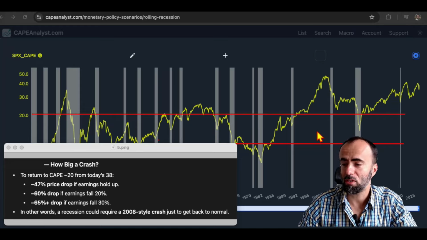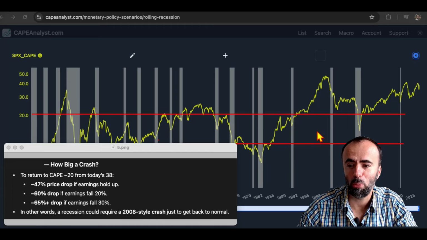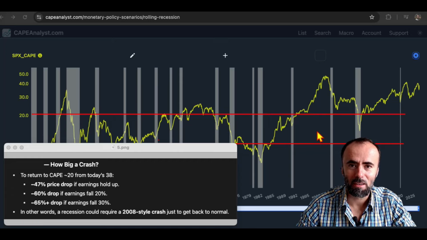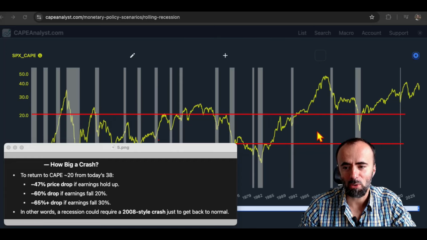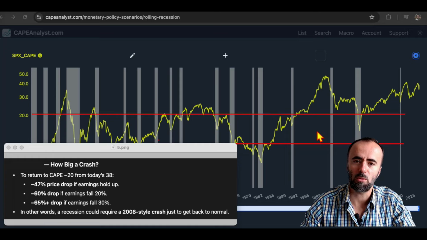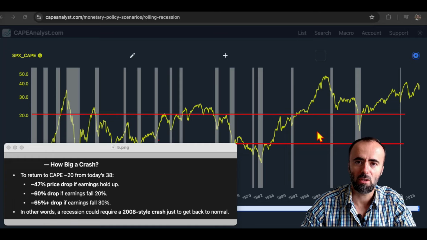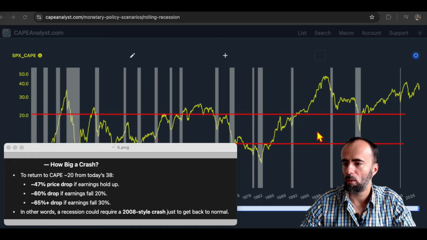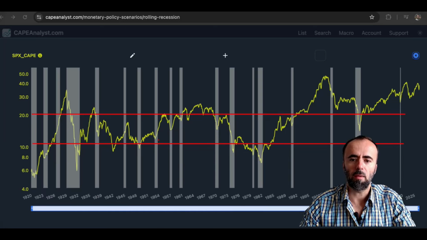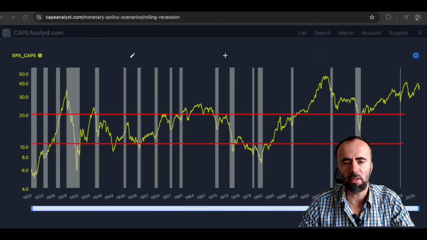But of course, this assumes that normal is 20, but actually normal is 15. So to get back to 15, the crash would need to be astronomical. The stock market would need to go down by 70%, because I am of course assuming that earnings will also go down, and they will if you do get a recession. That's for sure.